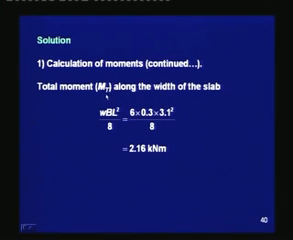The total moment MT along the width of the slab is given as the weight times the width times the span square divided by 8. This is the simple expression for a simply supported slab, and substituting the values we get MT is equal to 2.16 kilonewton meters.